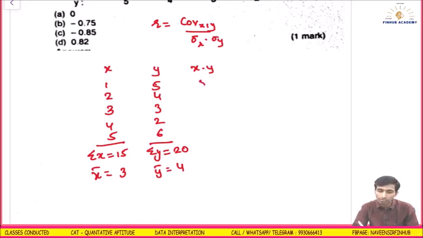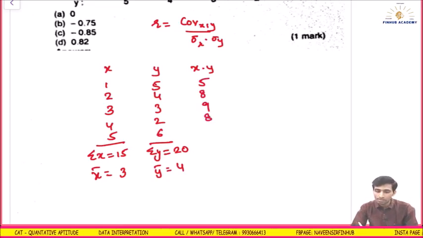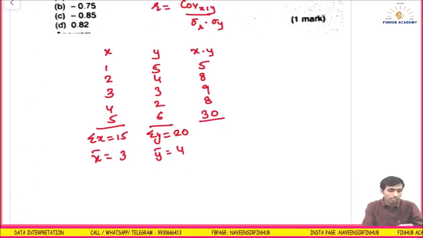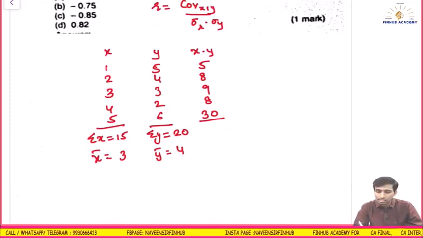Now x into y: 5 1s are 5, 4 2s are 8, 3 3s are 9, 4 2s are 8, 30. Take the total, 5, 13. Please use a calculator, plus 9 plus 8 plus 30. The total I am getting is 60. So summation x into y is equal to 60.